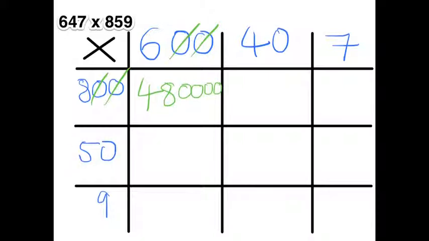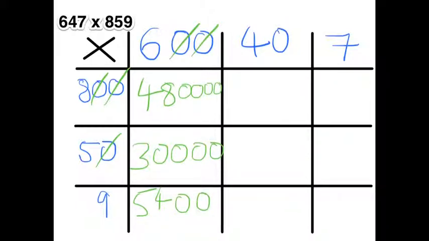Next up, 50 times 600. To work this out, I need to take the 0 off the 50. I know 5 times 6 is 30. So I put my 30 in there, and the 3 zeros I took off earlier I shall add to the end. Next, I know 9 times 6 is 54. And the 2 zeros I took off earlier from the 600 I'm going to put on the end.